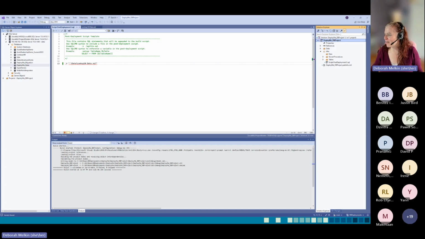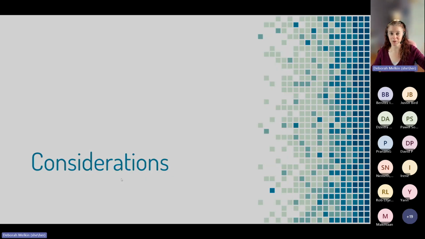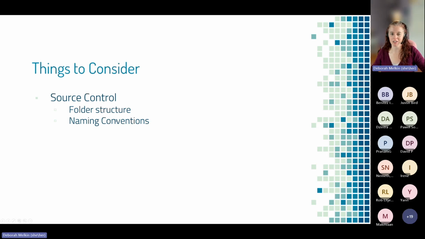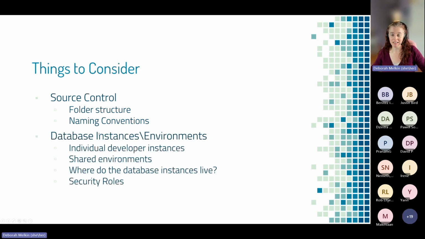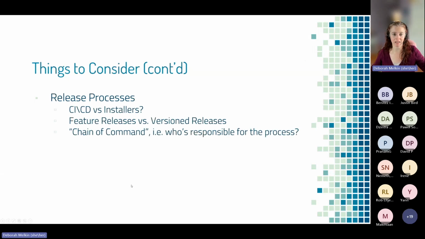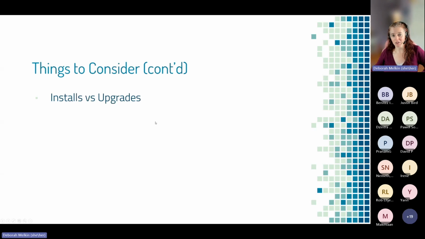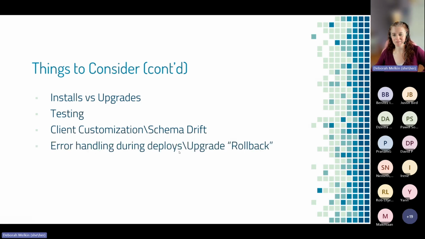So as we're finishing up, and you can see me fumbling with this, this gets into a lot of the different considerations of how we're working. Source control, folder structure, naming conventions, database instances and environments. We need to think about how we're deploying to those different things, including security roles, release processes, how we do these installers, chain of command. Most importantly, who's responsible for the process so you can work with them getting things corrected. Your deployment window, your data changes, cross database dependencies, installs versus upgrades, testing. I mean, clearly I'm having a problem with the testing thing, customization, schema drift, error handling, and how you do that.